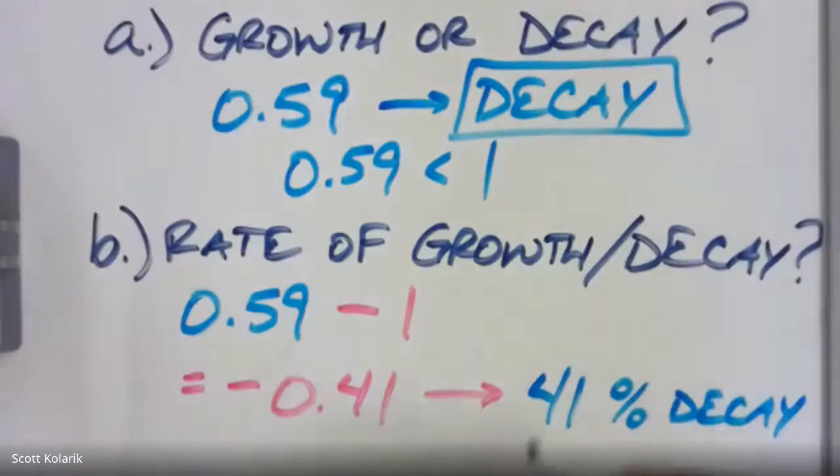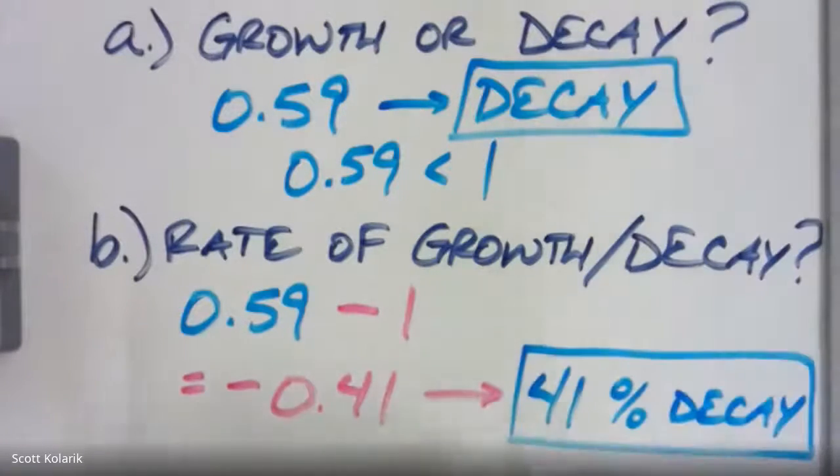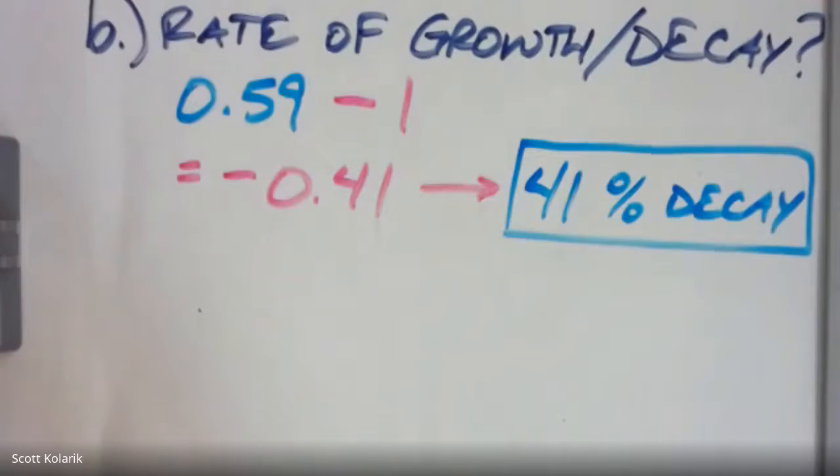Had it been growth, I would have gotten a positive decimal right there. But again, just take the base of the exponent, subtract 1, and you'll get a decimal. Convert that decimal into a percent by moving the decimal twice. Part B, done. All right, last little piece here for this problem.